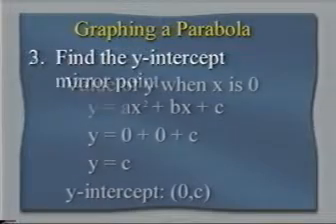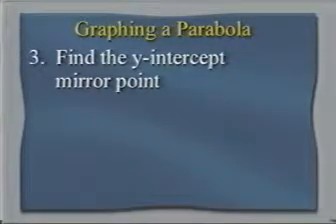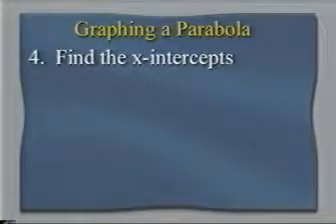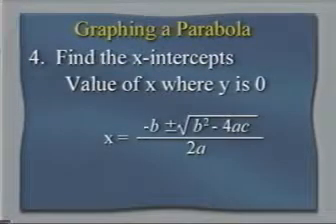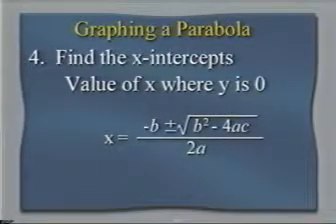We already mentioned the symmetry of a parabola, which means the y-intercept will have a mirror point, a point at the same y value on the opposite side of the vertex. And that point is easy to plot. We now have three points: a vertex, a y-intercept, and the mirror point. We then find the x-intercepts. The x-intercepts are the values of x that make y 0. We already have the quadratic formula, which tells us how to solve ax squared plus bx plus c equals 0. And we solve and we get two values possibly.